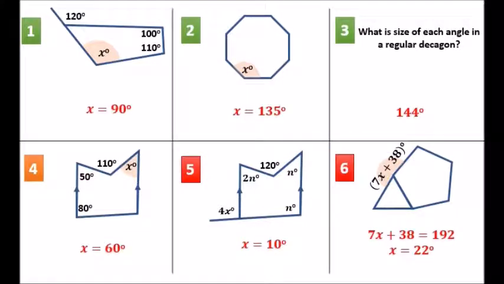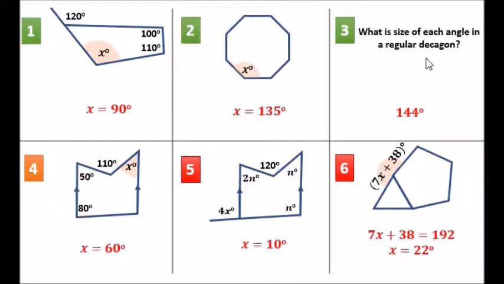The answers to those questions: for the first one, x is equal to 90, as this angle up here is equal to 60, and there's 360 degrees inside this quadrilateral. This is a regular octagon, therefore x is equal to 135, because we have 6 lots of 180 to get the total number of degrees inside the shape. Divide that by 8 to get us 135 degrees.